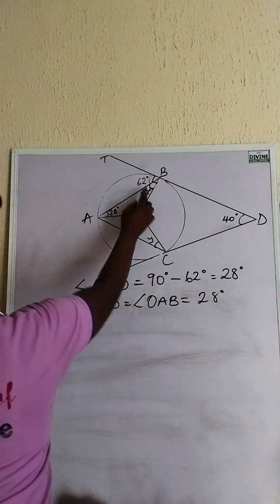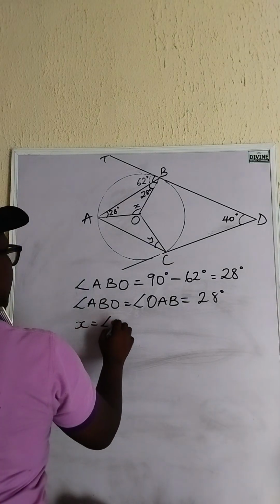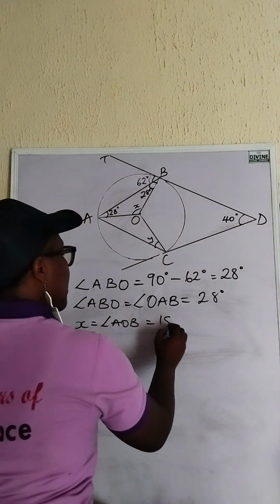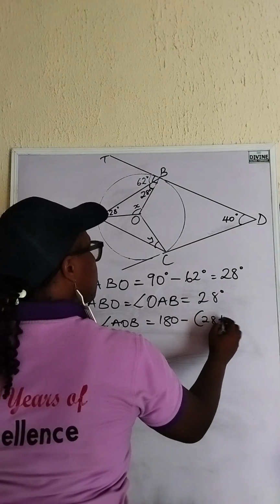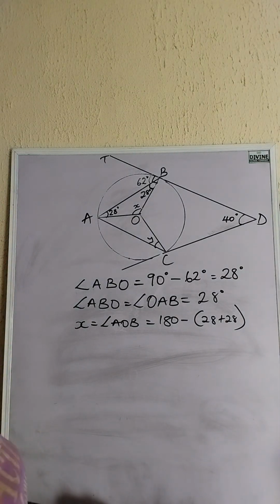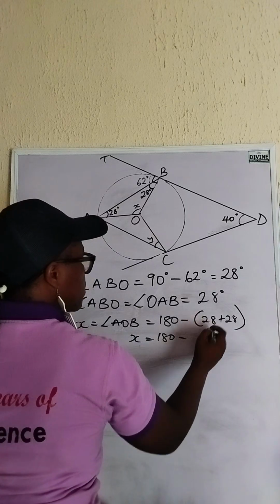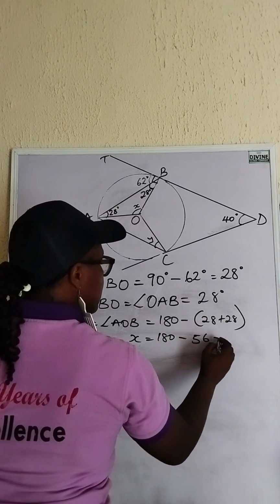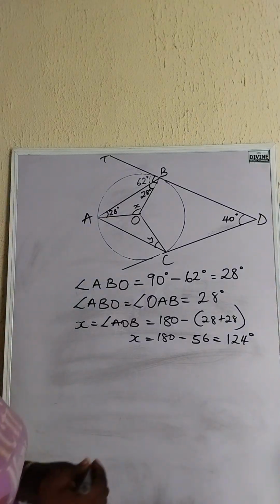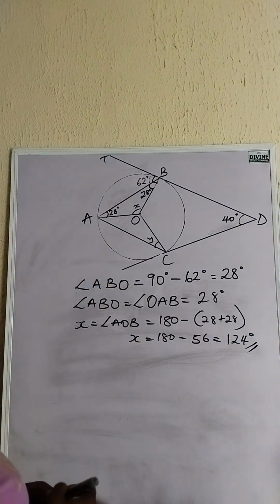Now that we know that this and this are 28 degrees, we can easily find x, which is angle AOB. How do we find it? We do 180 minus (28 plus 28), because the three of them are angles in a triangle, and the sum of angles in a triangle gives us 180. So x is equal to 180 minus 56, and that gives us 124 degrees. That means x is equal to 124 degrees. Solved. Now let's go back to y.